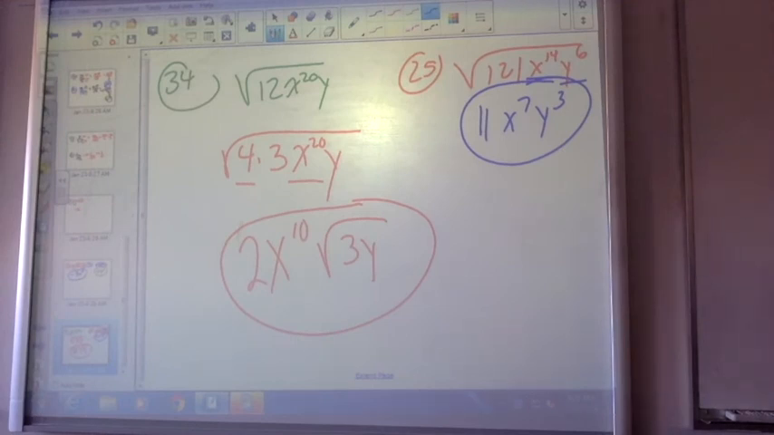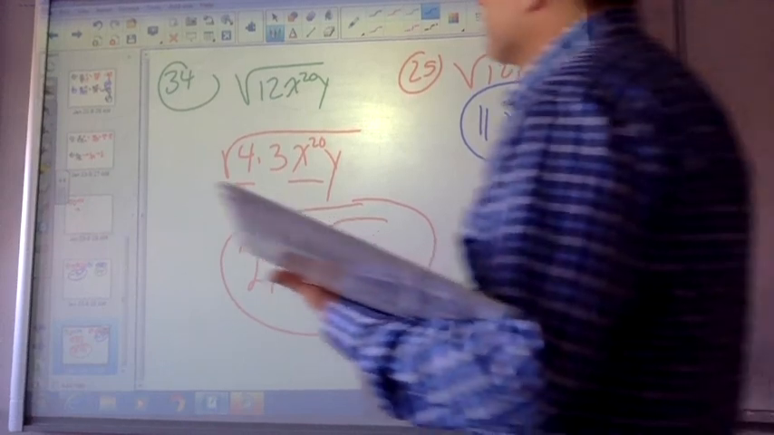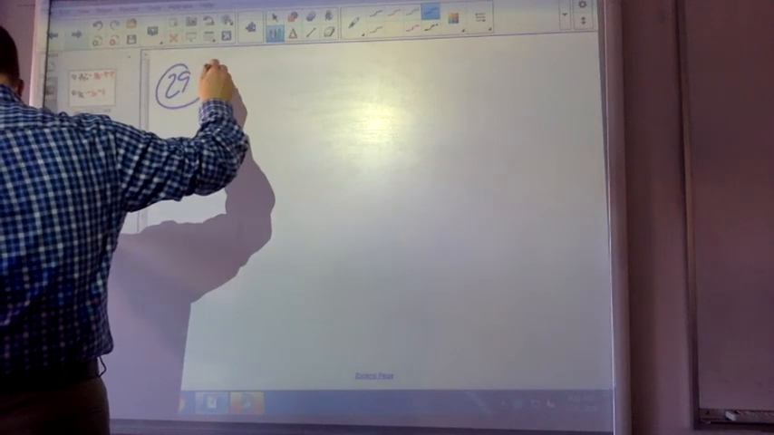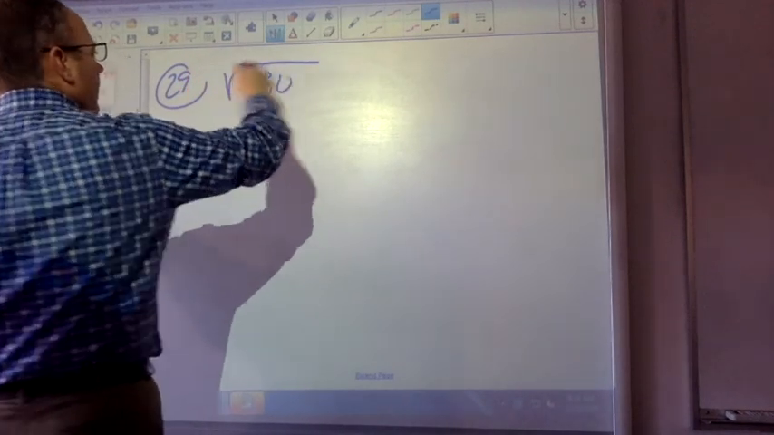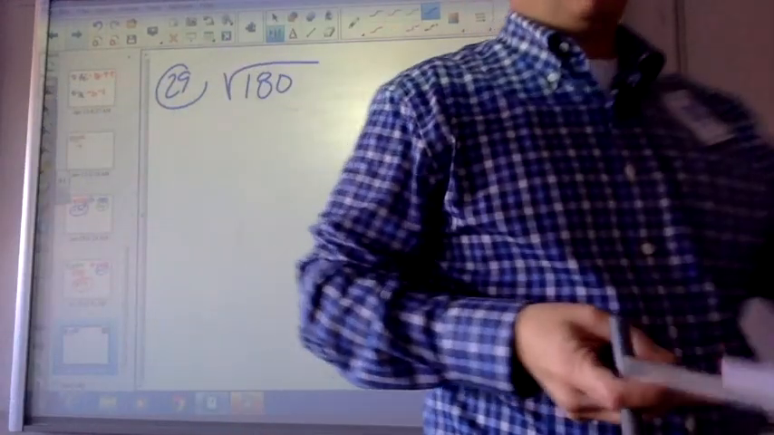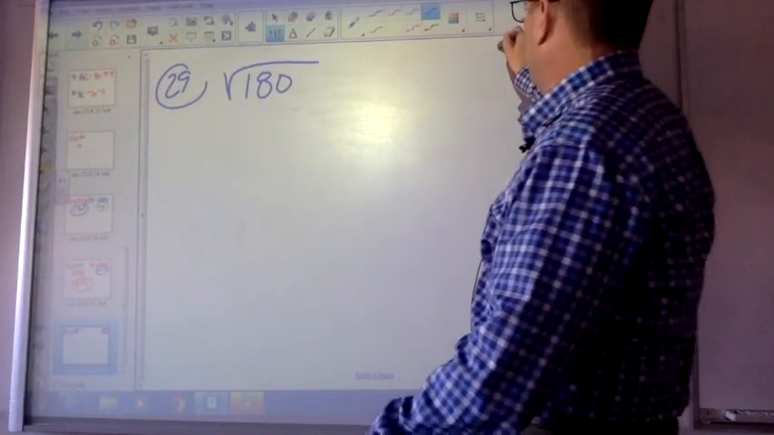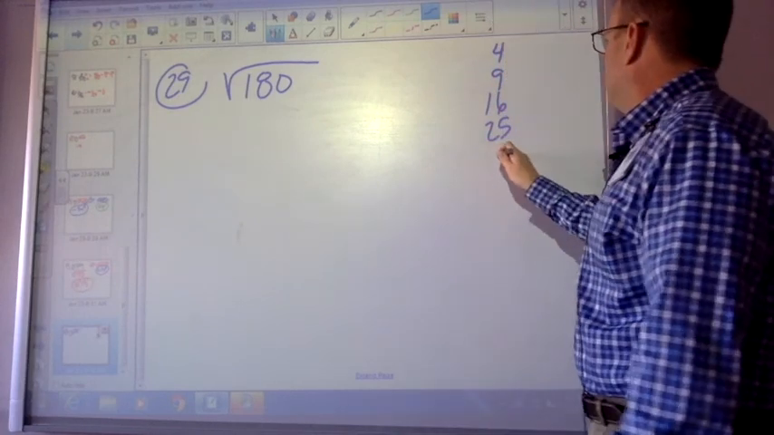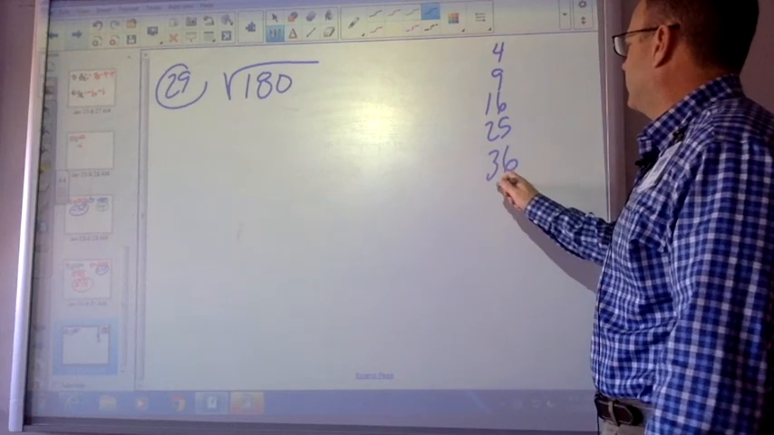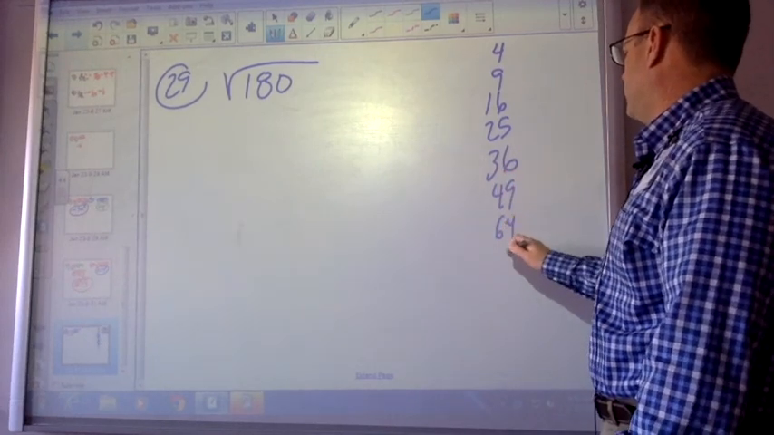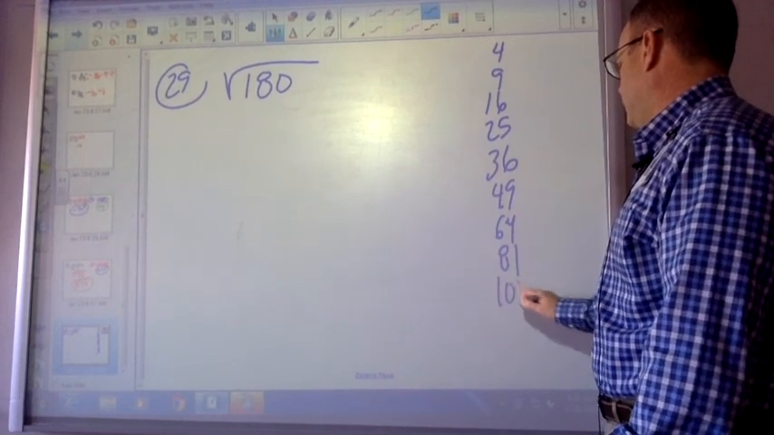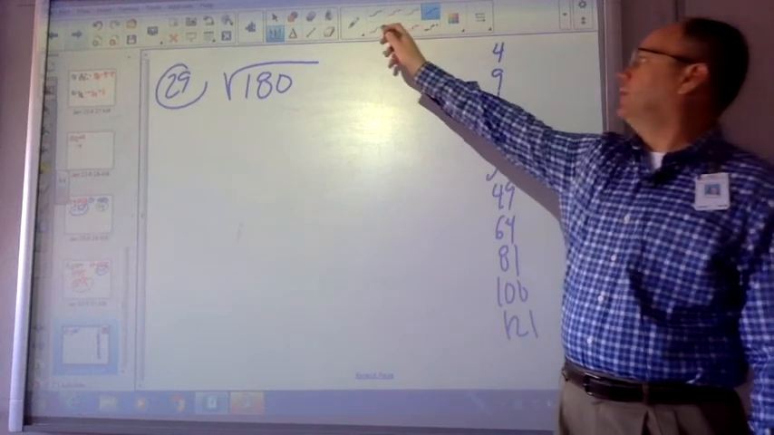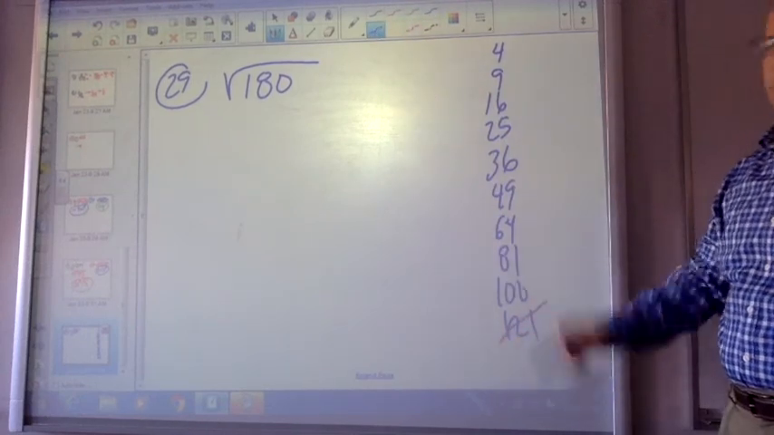29? Square root of 180. Okay. So I'm sure a perfect square times something will give me 180. So let's think of the perfect squares. So we have 4, 9, 16, 25, 36, 49, 64, 81, 100, 121. That should be enough. If you have calculators, this would be a good time to have them out, please. Okay, 121 times something is not going to give me 180.